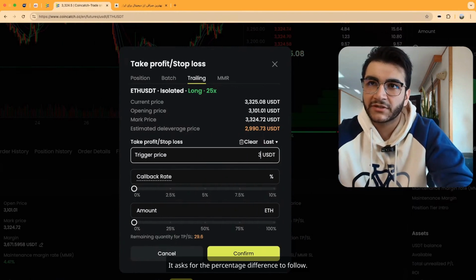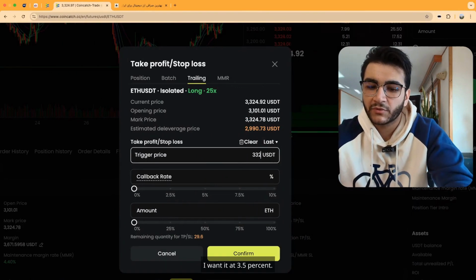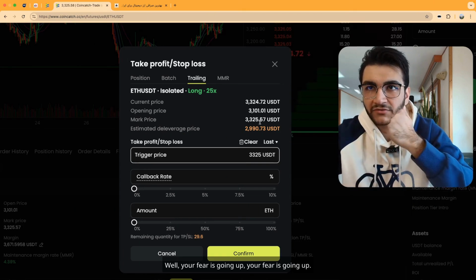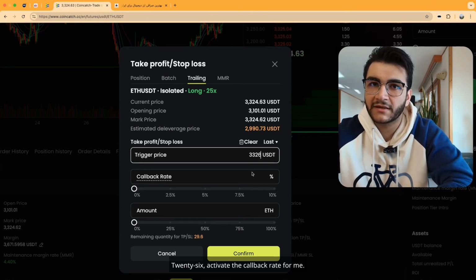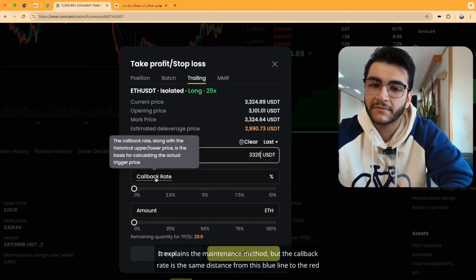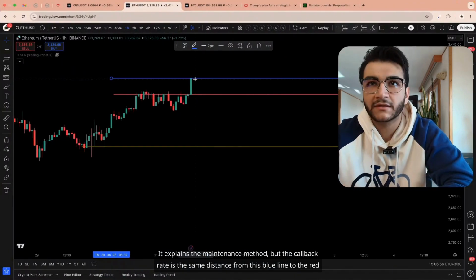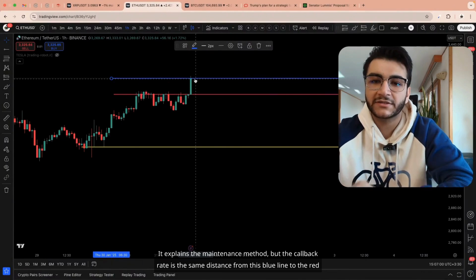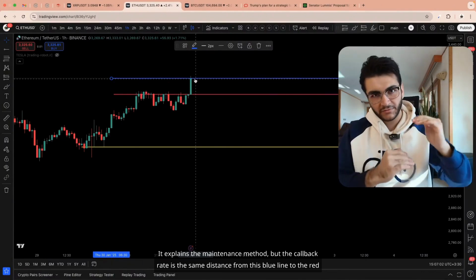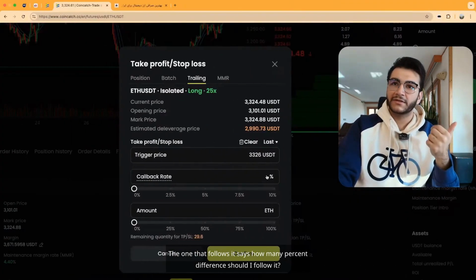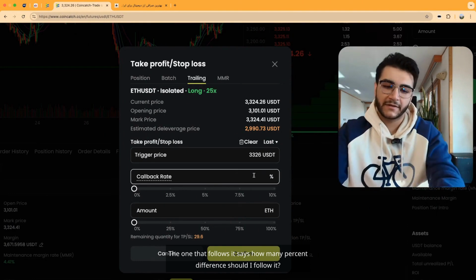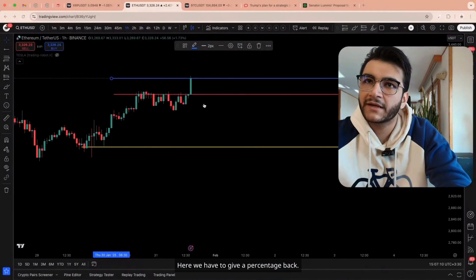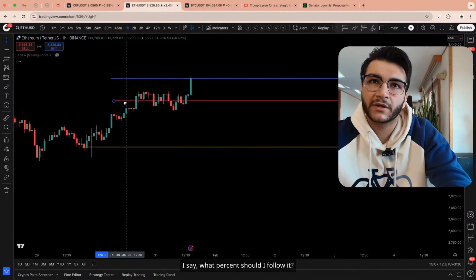It asks for the percentage difference to follow. I want it at 3.5%. The callback rate is the same distance from this blue line to the red line, the one that follows it. It says how many percent difference should it follow. Here we have to give a percentage back. I say, what percent should it follow? Let me see it on the chart.